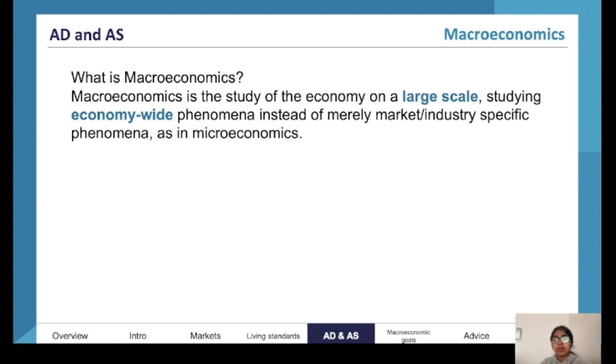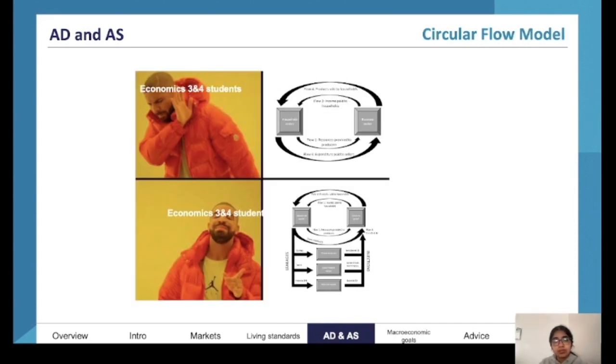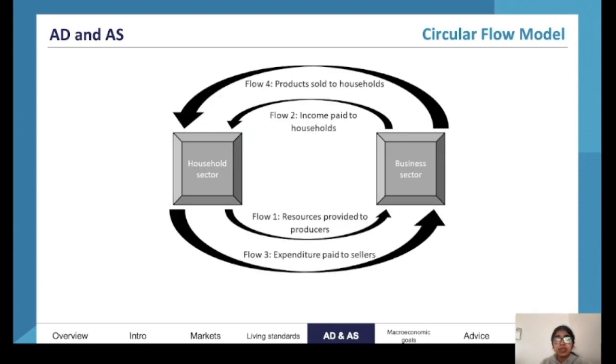So macroeconomics is the study of the large-scale economy, looking at aggregate supply and aggregate demand instead of just market-specific stuff. If you remember the circular flow model, amazing. If you didn't do 1, 2 Echo, don't stress too much. It's very, very straightforward. This is the old circular flow model. It just has 4 flows.